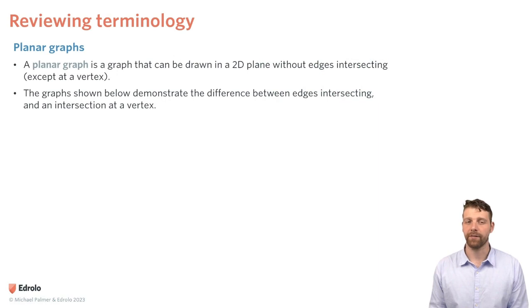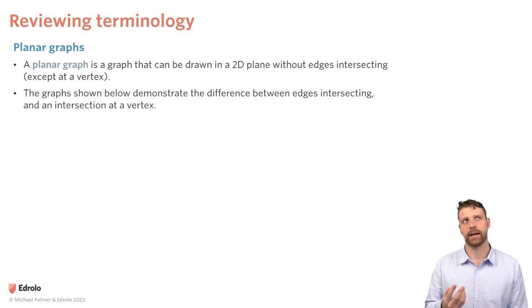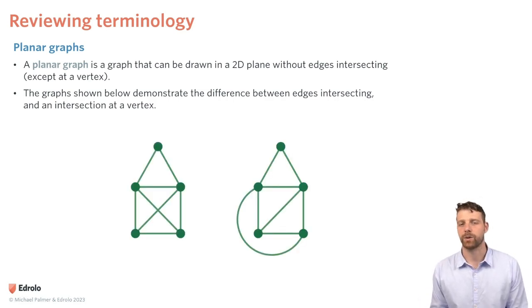Moving on to planar graphs. What makes a graph a planar graph? It's something that can be drawn in a 2D plane without any of the edges intersecting. Although we can still see a planar graph drawn in that way, it's a matter of asking, can we make the graph so that there are no intersecting edges? These graphs here demonstrate the difference between edges intersecting and an intersection at a vertex.